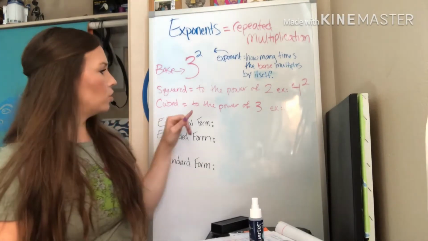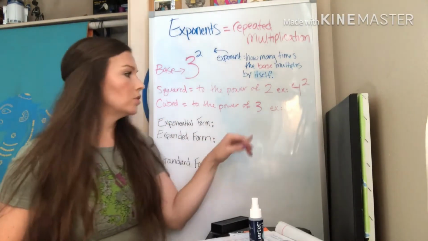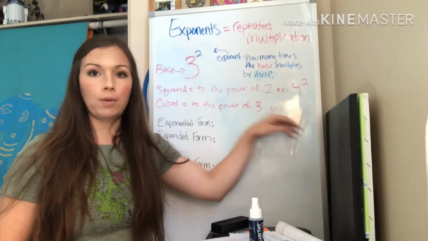And then cubed equals to the power of 3. So that example would be 4 to the third power, or 4 cubed.